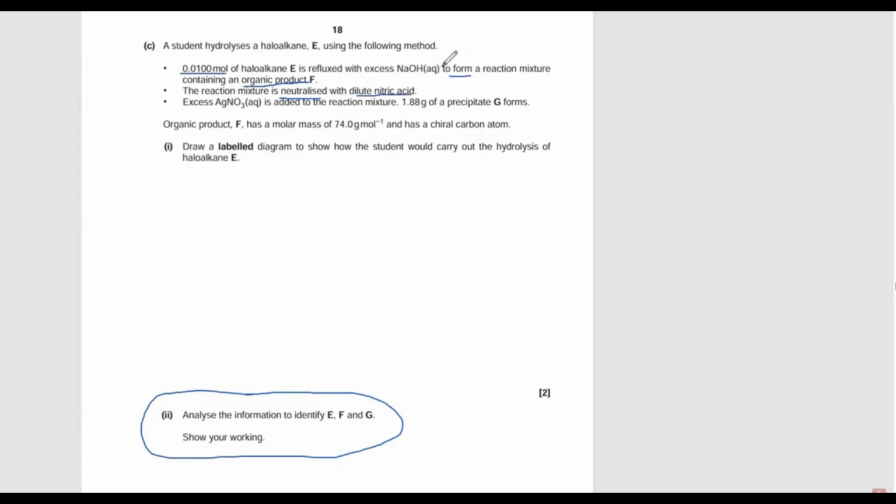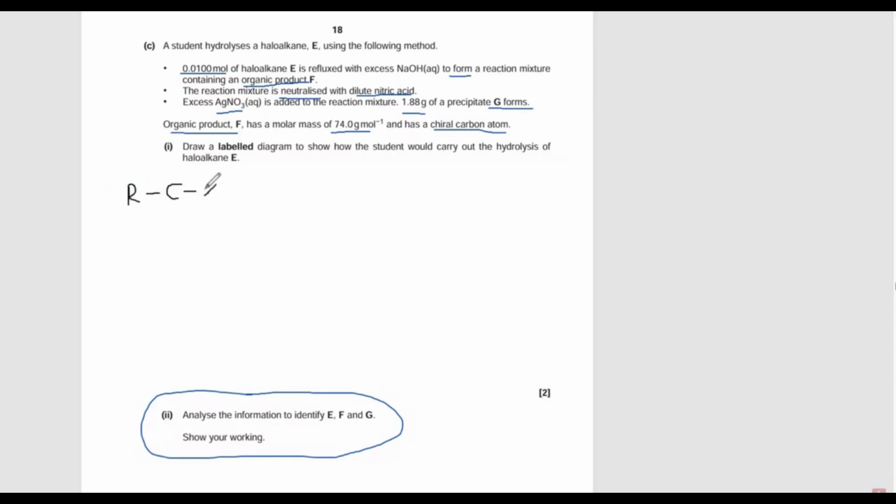And there we go. So we've got 0.01 mole of a haloalkane E refluxed with sodium hydroxide, which formed the reaction mixture containing organic product F. The excess sodium hydroxide is going to be neutralized with the dilute nitric acid. Then they added silver nitrate in excess, and that formed a precipitate G. The organic product F has a molar mass of 74 and a chiral carbon, so you can kind of work that one out.